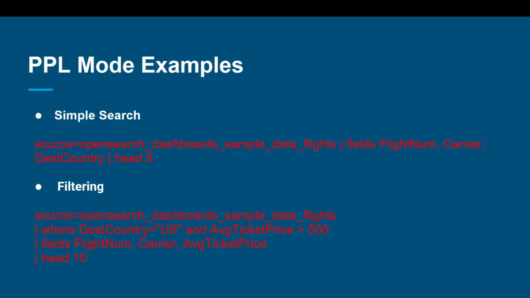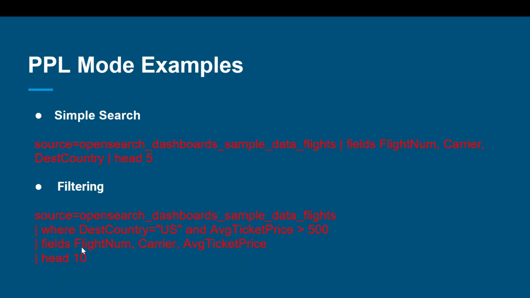And if we talk about some of the samples which we are going to run, similar to SQL, simple searching, how can we do that? You simply have to mention the source. Here the source is this index, and we are selecting these fields: flight number, carrier, destination country, and head, and head is 5. So like in SQL we are limiting it to 5. We mention the head count here, so 5.